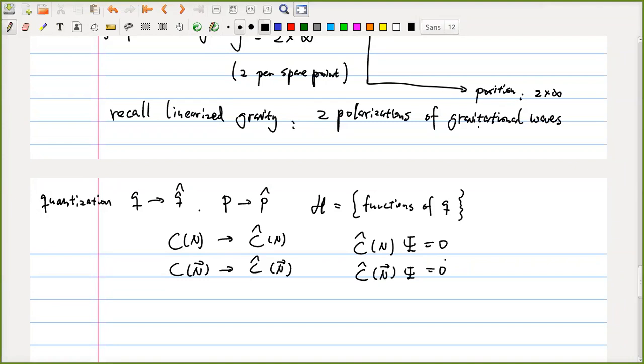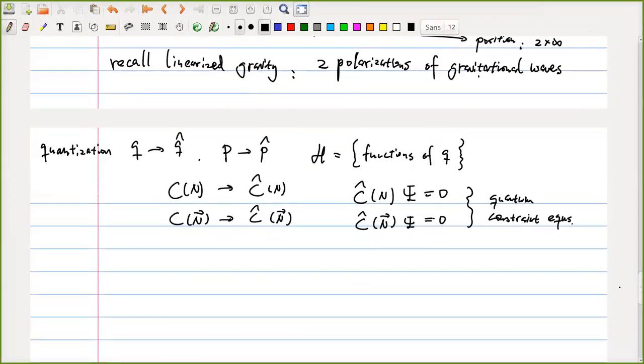So it means imposing the constraints quantum mechanically. So you have the Hilbert space, which is functions of Q, and you impose those operators as constraint equations. Quantum constraint equations. And especially the first equation, the Hamiltonian constraint, the quantum Hamiltonian constraint.